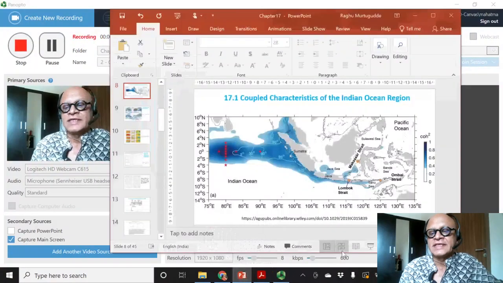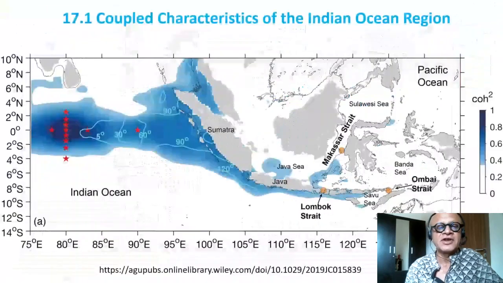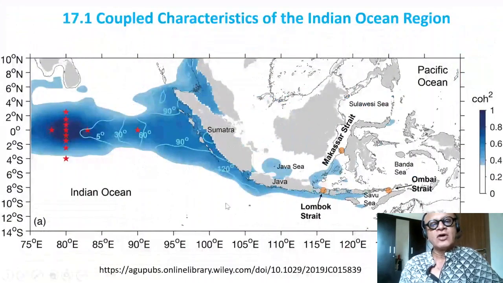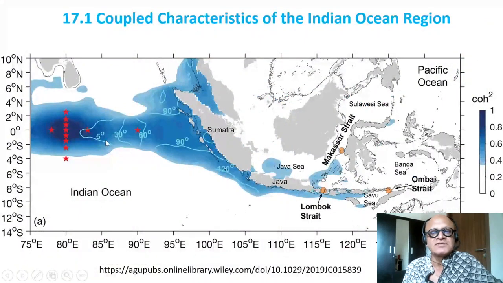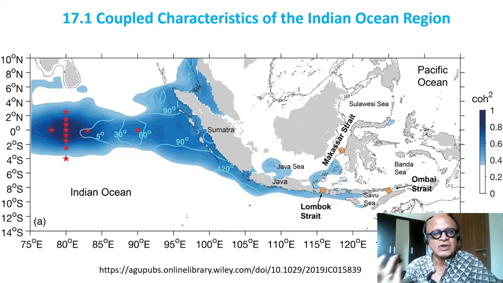Let's add a few details of the coupled characteristics. We had talked in some detail about the Kelvin waves in the Pacific Ocean, especially associated with these westerly wind bursts in the West Pacific, which generate Kelvin waves and are part of the El Nino La Nina life cycle. In the Indian Ocean as well, we have Kelvin waves.